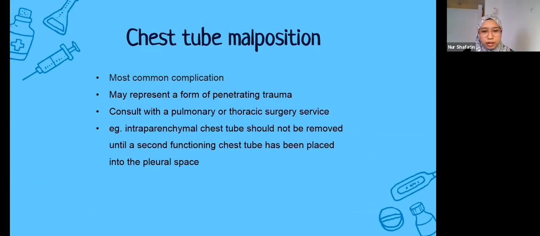This may represent a form of penetrating trauma. So, the doctor in charge should consult with a pulmonary or thoracic surgery service for a solution. An intraparenchymal chest tube should not be removed until a second functioning chest tube has been placed into the pleural space.